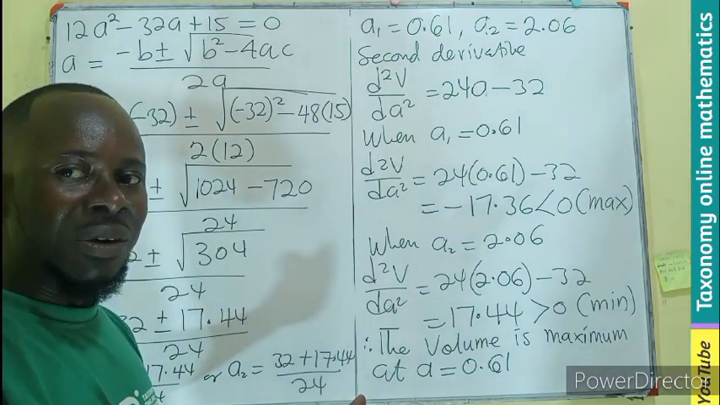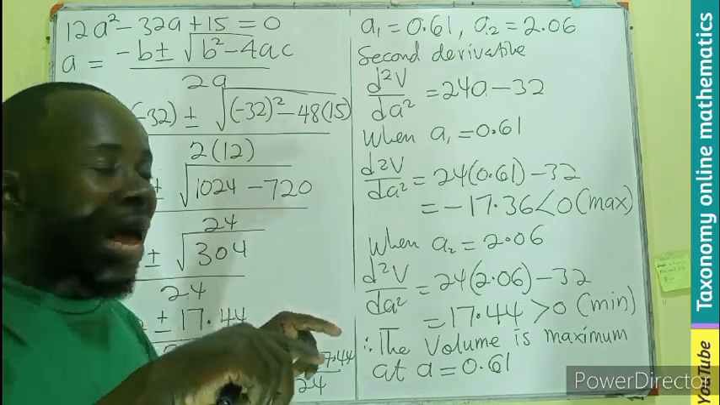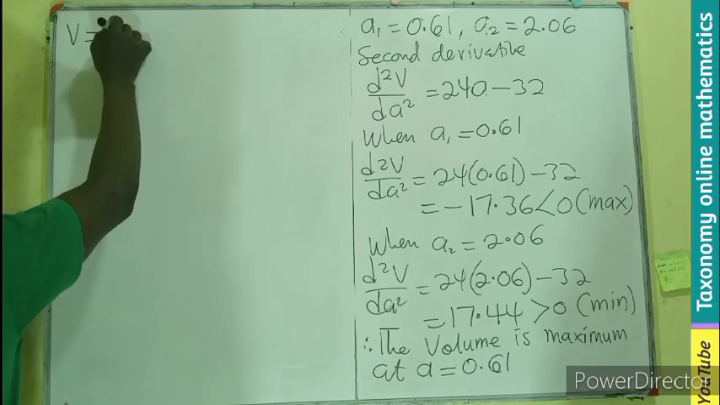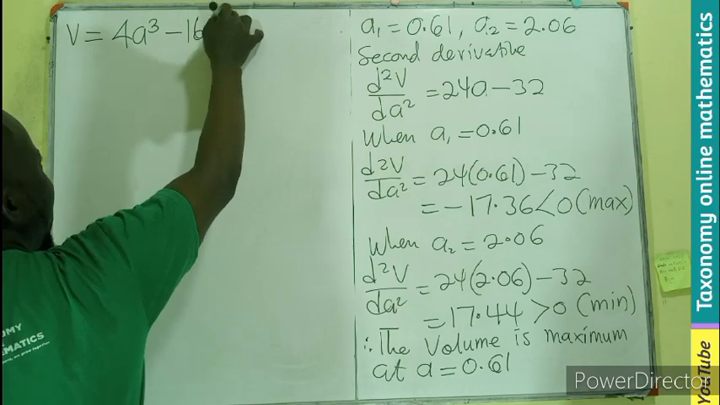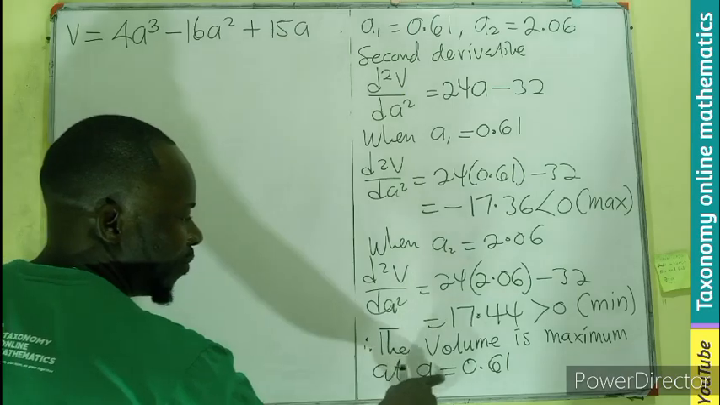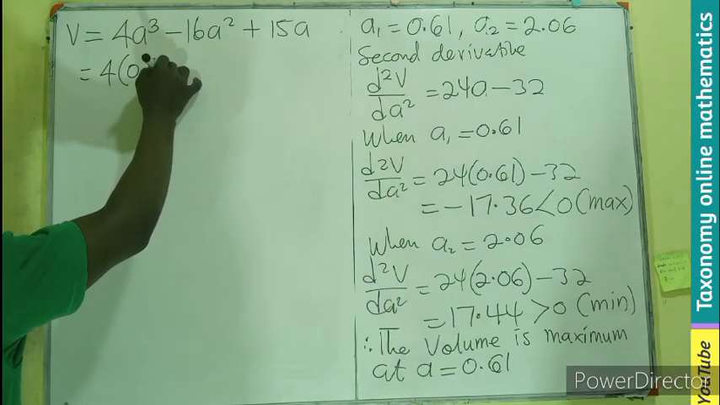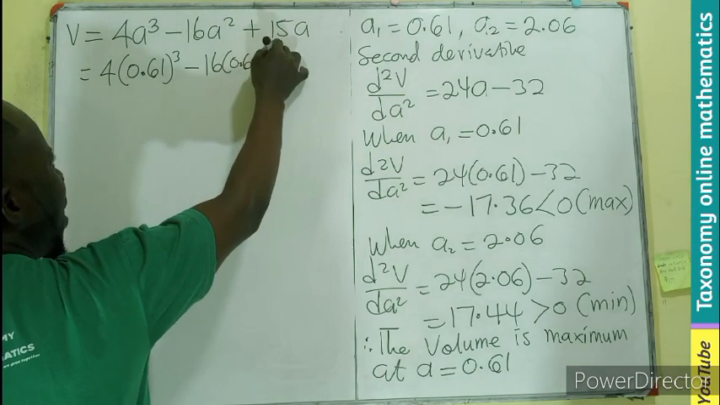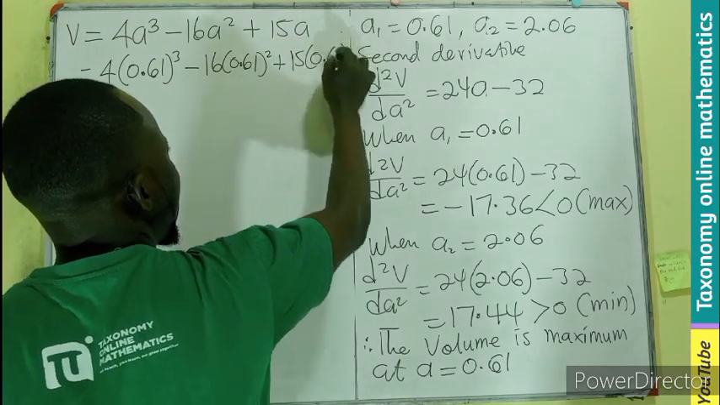So now what will be the volume itself? We know the volume has been given to us in the beginning after we found the length times the breadth times the height. Let's see that. So now we can say that the volume, which is V, I think in the beginning we had it to be 4a cubed minus 16a squared plus 15a, right? That was what we had. So at A being this, the volume becomes 4 into bracket 0.61 to the power 3, minus 16 times 0.61 to the power 2, plus 15 times 0.61.